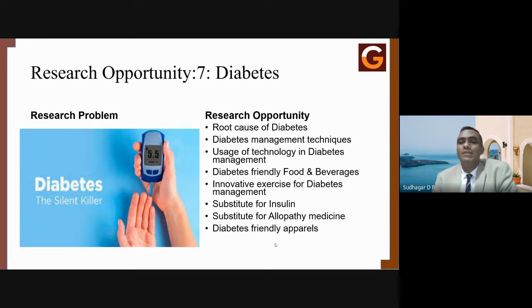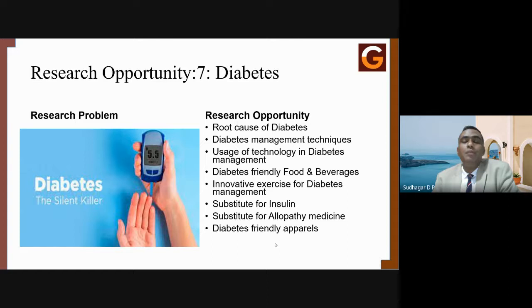What are the root causes of diabetes? Is it because of the lifestyle, or because of the food, or because of the stress, or because of the hormones, or because of heredity? There are a lot of studies which are required to understand the root cause of diabetes, especially in the Indian context. Is it possible for you to conduct research on diabetes management techniques?